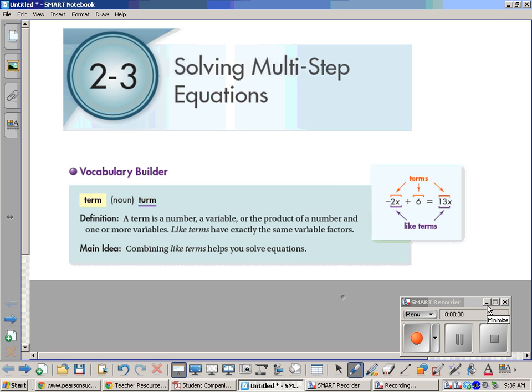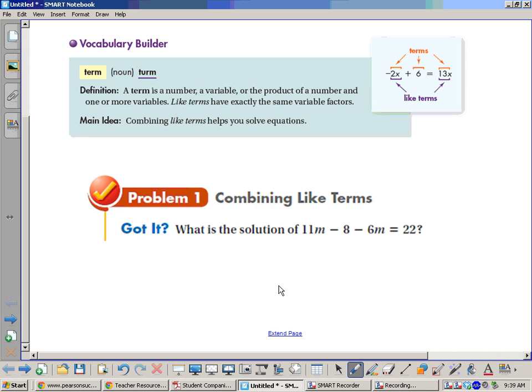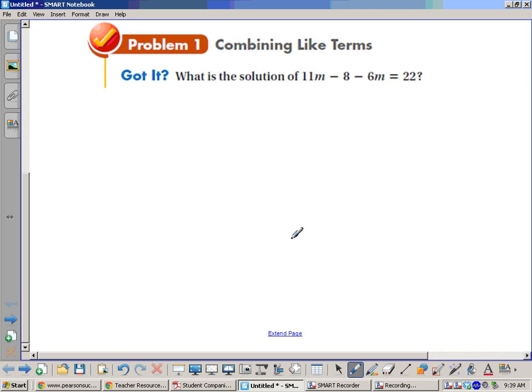So the first thing we're going to do is an example. So let's do example 1 here. And our idea here is to combine these like terms. We can see that 11m and 6m are alike. Now, an error that a lot of students make is they don't realize that this 6m is negative 6m, or minus 6m. So we're going to rewrite this as plus and negative, and then we're going to use the commutative property to move things around a little here.